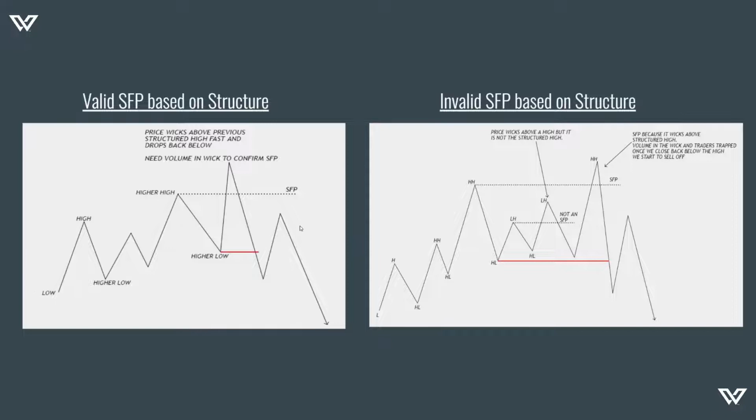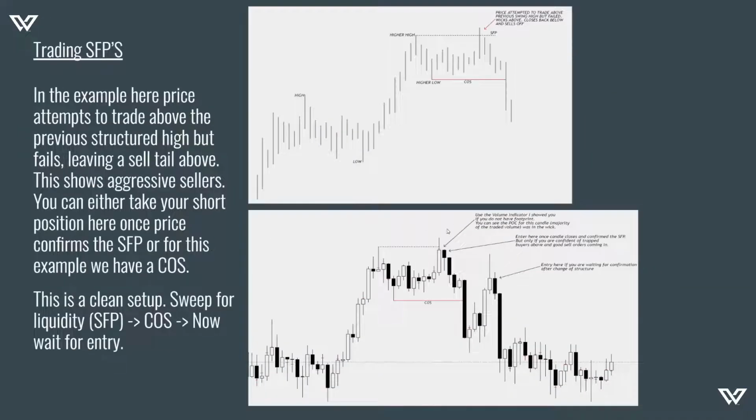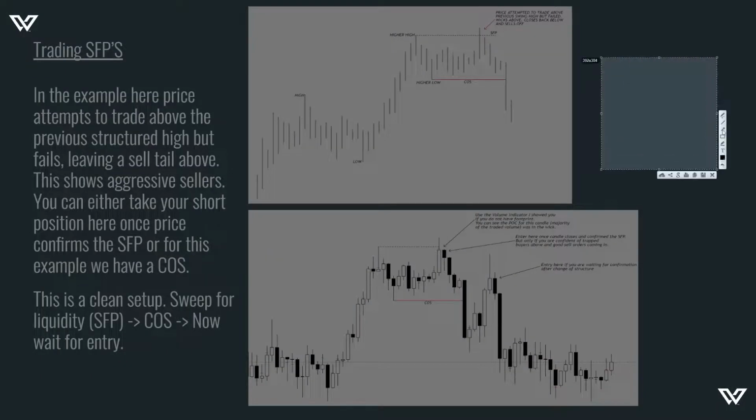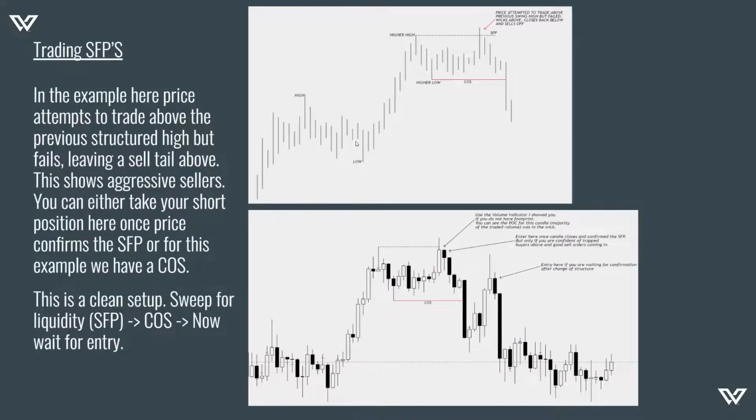People are definitely using them in the wrong way, taking what they think is an SFP when really it's a break of structure and just a continuation. They see price action do this and then do this, and they say this is an SFP because it tucks back below. It's not. You want to make sure that there are traders trapped, and then it should sell off. If you're trading every single SFP because it tucks back below the previous high, it's just a break of structure.